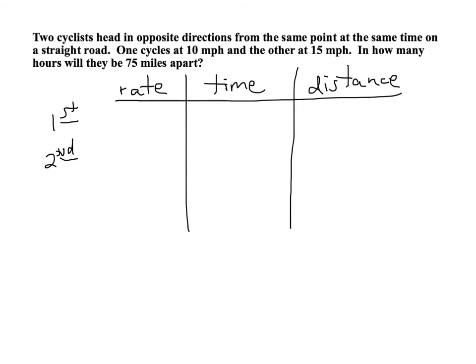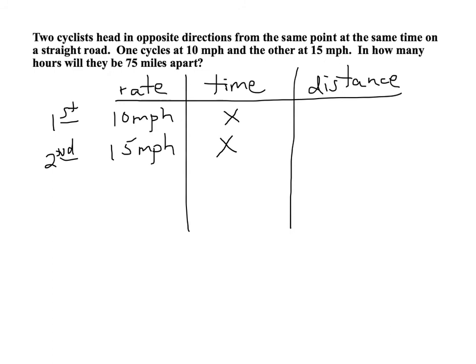It says that the first cyclist, or one of the cyclists, travels at 10 miles per hour. So I'm going to put that in. And the second one, the rate is 15 miles per hour. According to the problem, they both started from the same point at the same time. And I want to know in how many hours will they be 75 miles apart. That must mean that the time that they're both going to be on the road would be exactly the same, because they started at the same time.